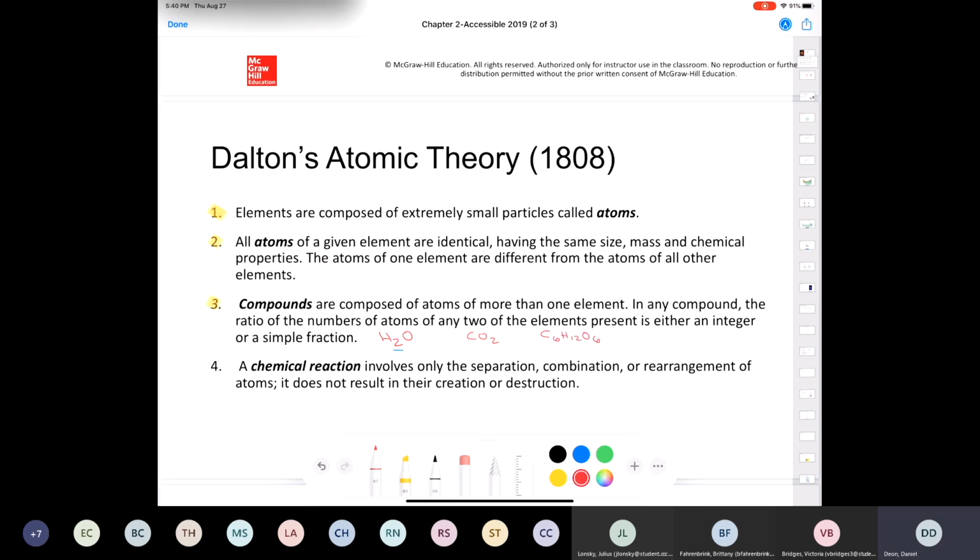C6H12O6, right? Glucose. If you've ever studied biology, I know you've seen this molecular formula before, and you can see that the ratio of carbon to hydrogen to oxygen is a simple whole number ratio, 6 to 12 to 6. So we don't have any compounds that are like C2.1 to H86. It's impossible, okay? We don't have any compounds like that. They must always combine in simple whole number ratios.